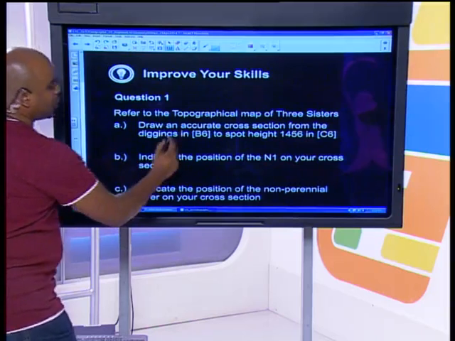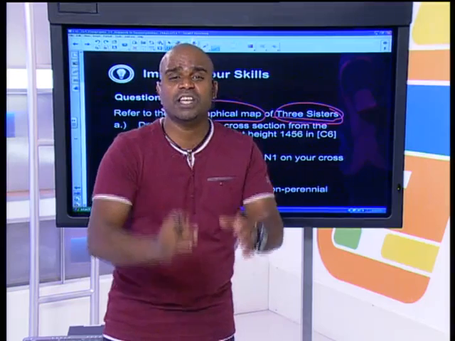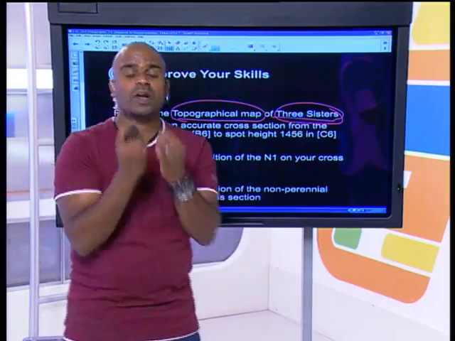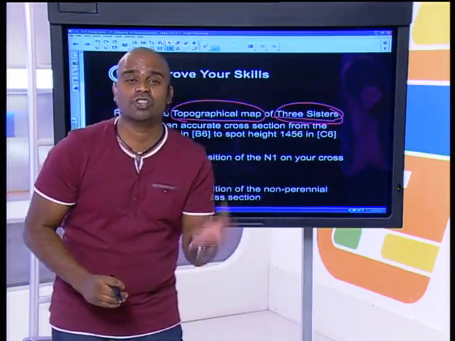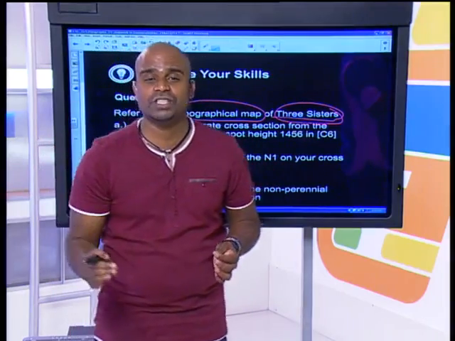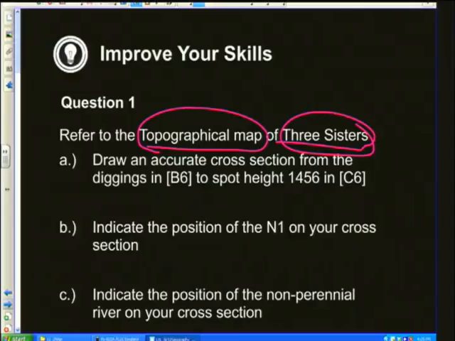To improve your skills, we will refer to the topographical map of Three Sisters. Three Sisters is in the Klein Karoo region, which is a very dry region and is associated with karst landscapes. So what we will be seeing is different types of formations, especially horizontal type formations, which you've been doing in geomorphology, grade 11. The first question we will focus on is to draw an accurate cross-section from the diggings in B6 to the spot height C6.